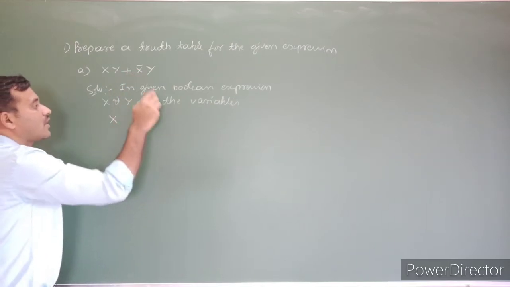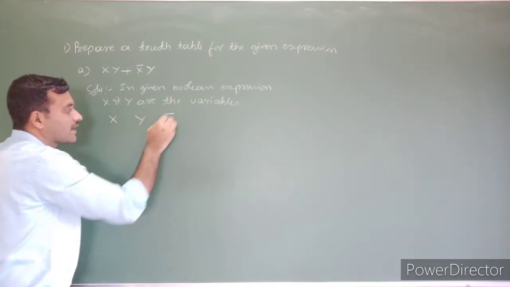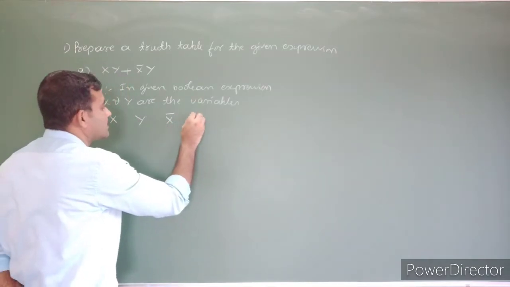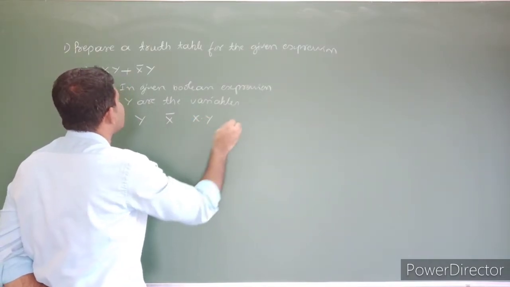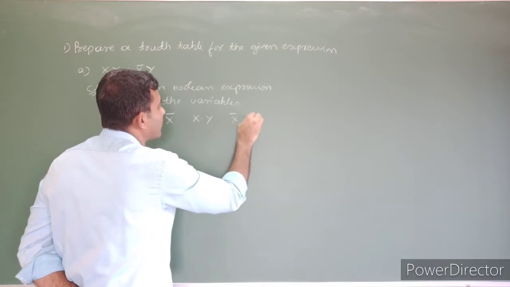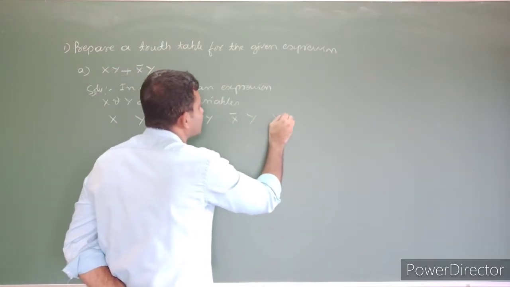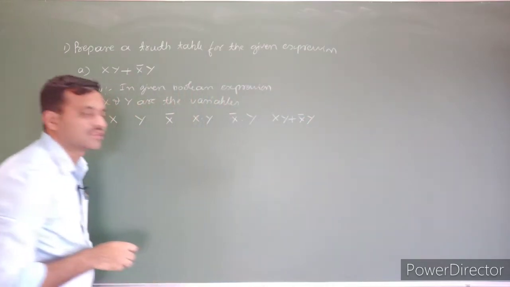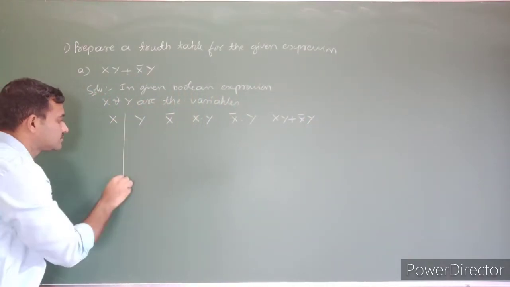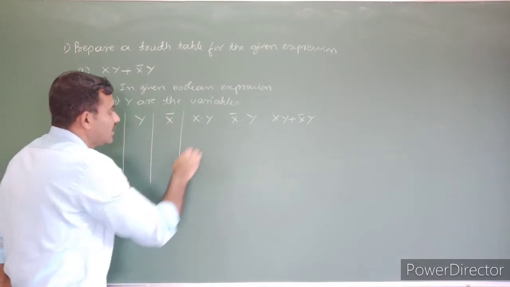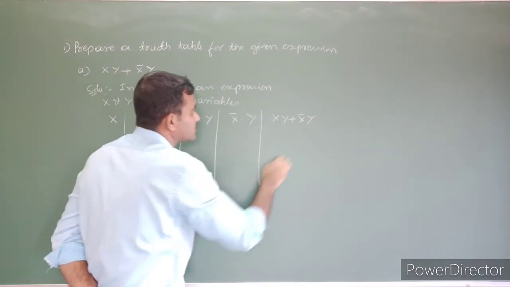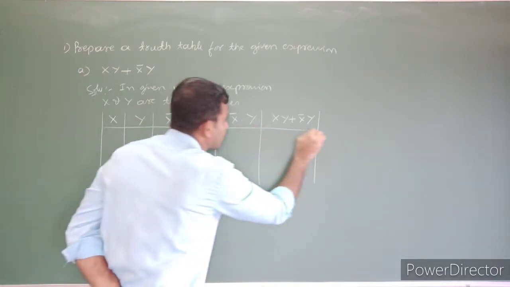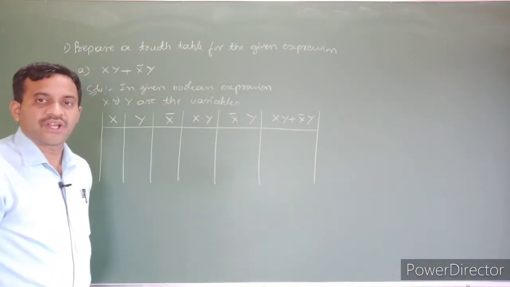Then first priority goes to not operator. Here there is a x bar. Then priority goes to and operator. There is x into y. Then x bar into y. Finally we have to write xy plus x bar y. So these are the columns required. Just note down the columns. These are the columns required for the truth table.